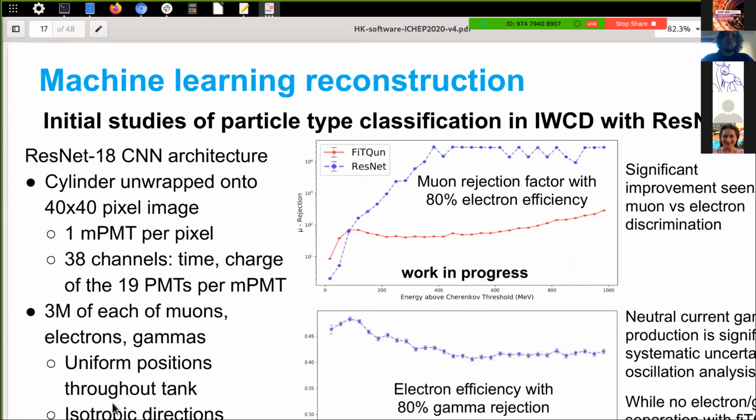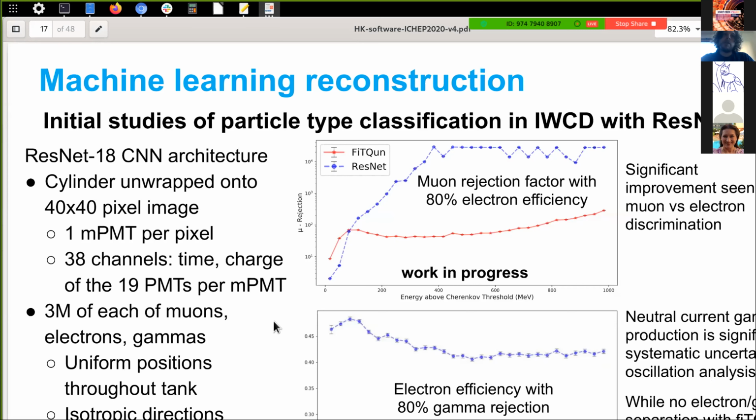So I don't have time to go into all of the various studies we're doing, but I'll just pick out this as an example. So this is using a convolutional neural network to classify different particle ring types. So here we're using electron, muon, and gamma single ring events. And this is for the intermediate detector.